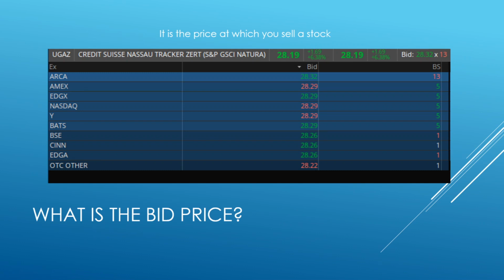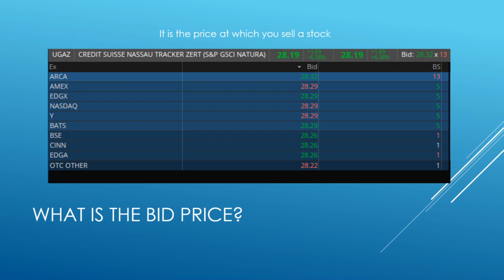What is the bid price? So the bid price is the price at which the stock is sold. It is the price at which you sell a stock or security. And it's usually a misconception among people trying to get into the trading game that stocks can be bought and sold at the same price.